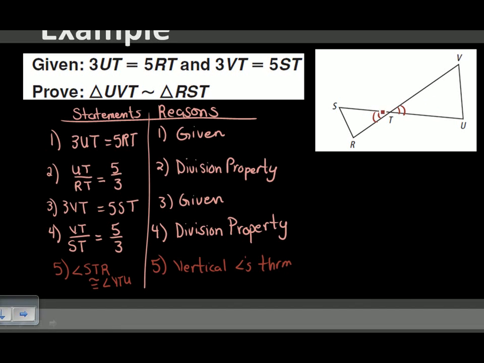So we have two pairs of proportional corresponding sides, and then we have a pair of congruent angles right in the middle. So we can say triangle UVT, and this is our step 6, is similar to triangle RST, and our justification will be by side angle side similarity.